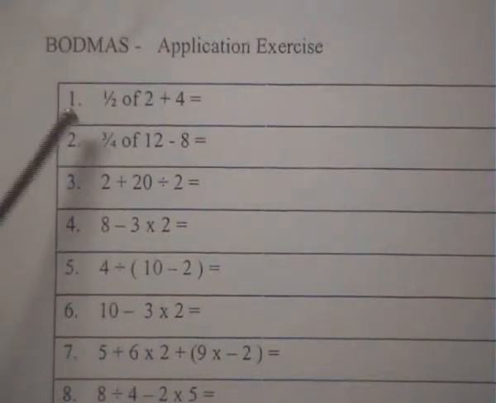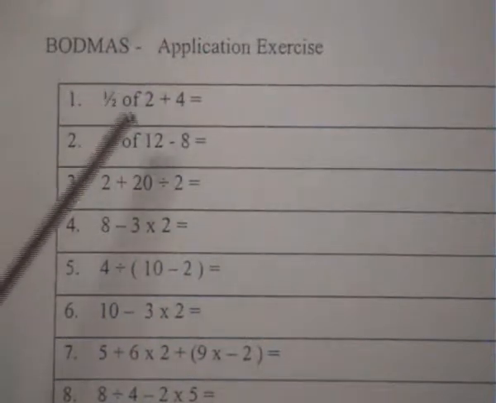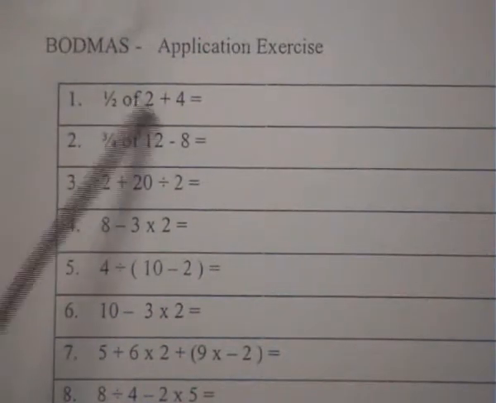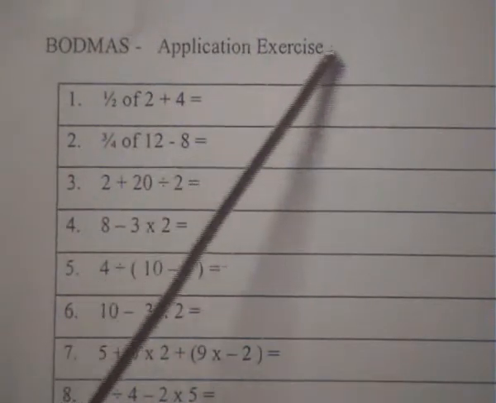So if you look at number 1, it's half of 2 plus 4. So you have to find half of 2 first, which will be 1. 1 plus 4 is equal to 5.